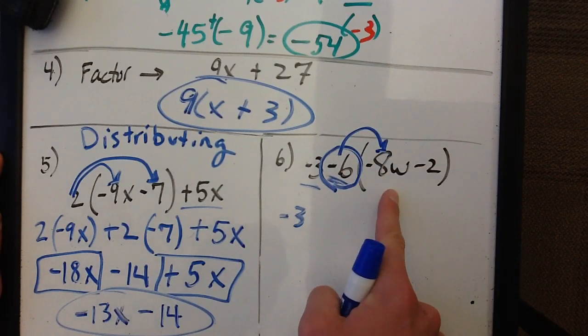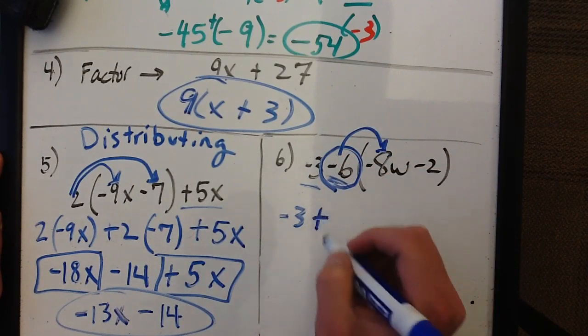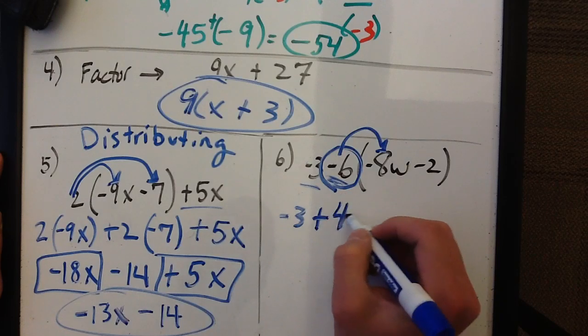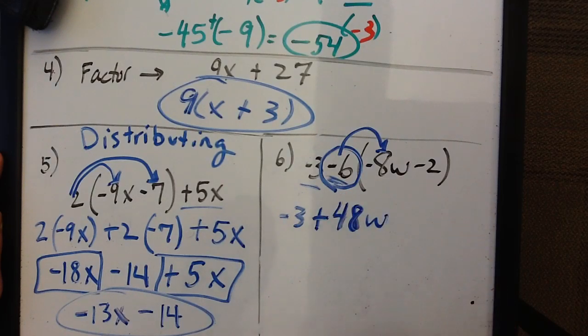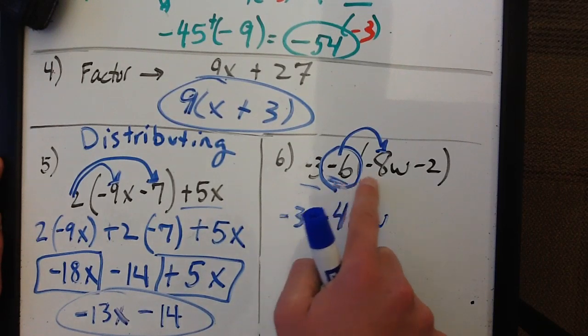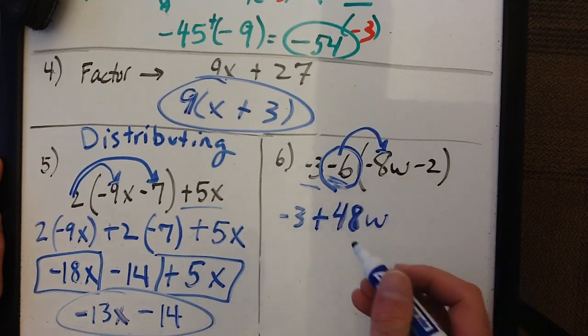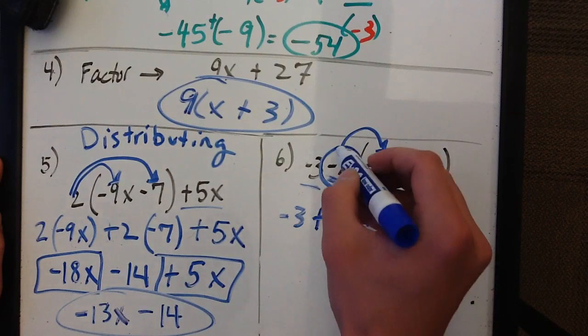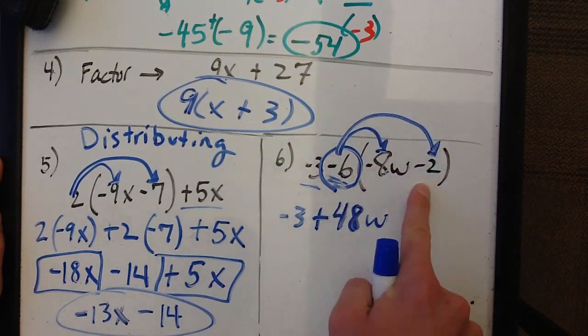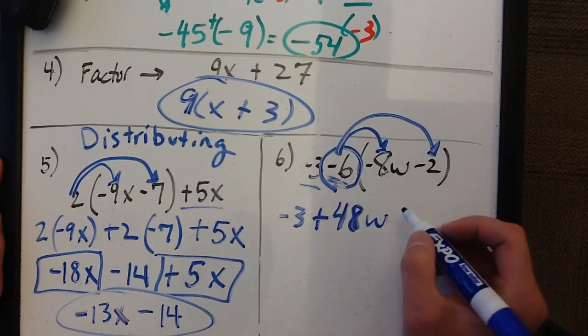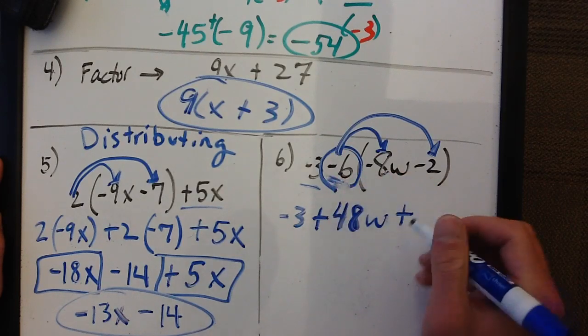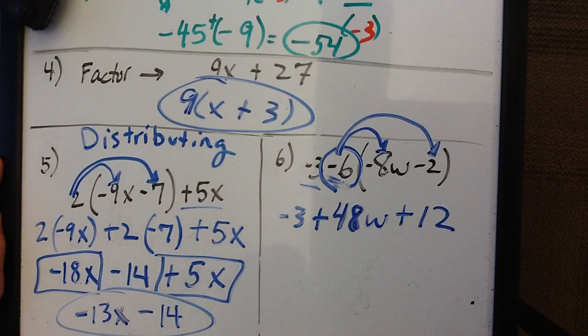Negative 6 times negative 8w would be positive 48w. It's positive because I'm multiplying two negatives. It's 48 because 6 times 8 is 48. It's w because that has a w in it. Then negative 6 times negative 2. Again, a negative times negative is a positive. 6 times 2 is 12. So that's what I'm left with right now.